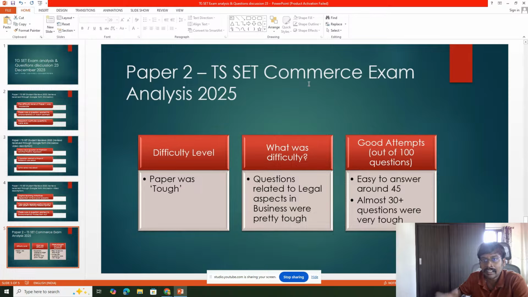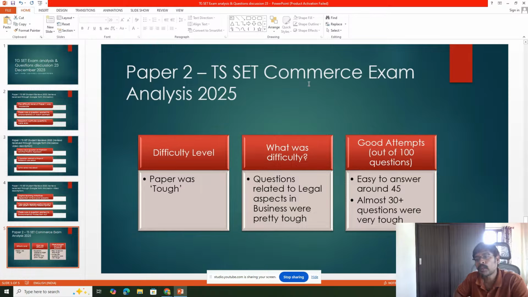So what was exactly difficult in the commerce paper? There were some questions related to legal aspects in business. These questions were pretty tough as per the student reviews. There were questions related to business management, accounting, and auditing. Accounting and auditing questions were pretty okay, doable, moderate in terms of difficulty level. But the legal aspects in business part was quite tough, and questions related to business management were pretty doable, easy to moderate.